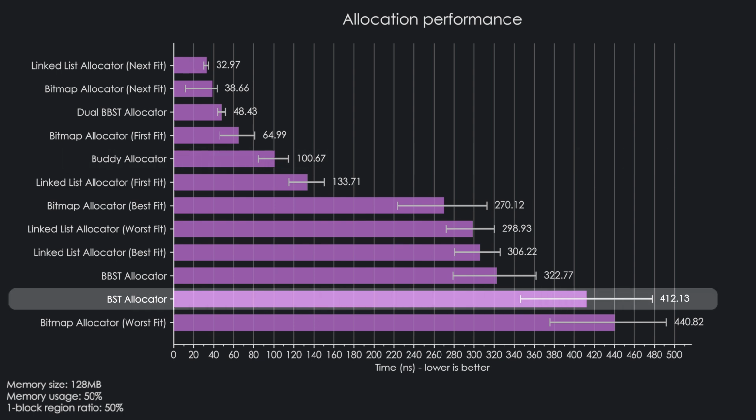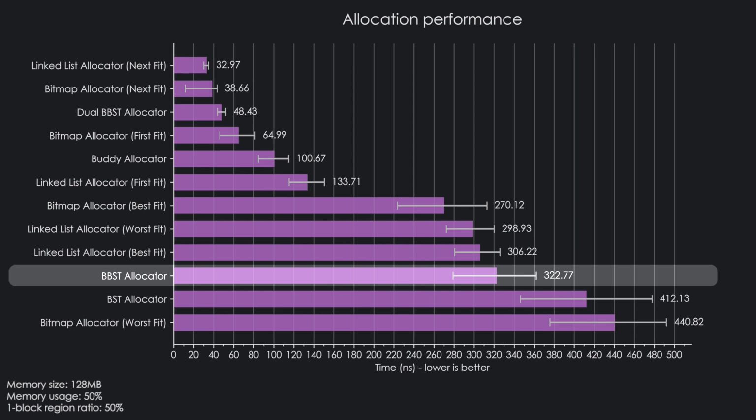The plain binary search tree allocator didn't do that great. The binary search tree seems to do more harm than good, giving us a second to last performance. Using the better optimized and also balanced binary tree implementation from the standard library, we shaved off a few nanoseconds, putting us within margin of error of the linked list best fit implementation.